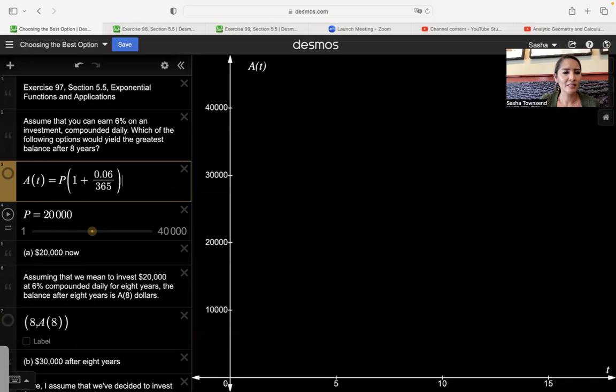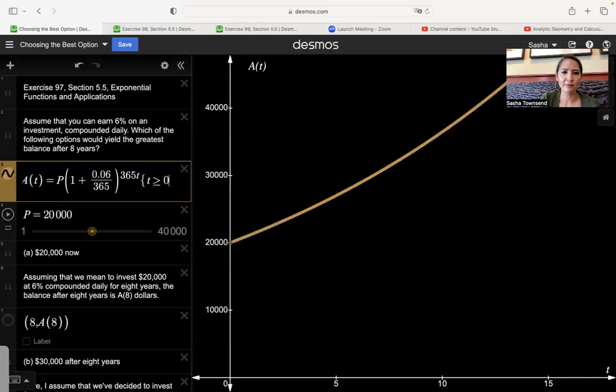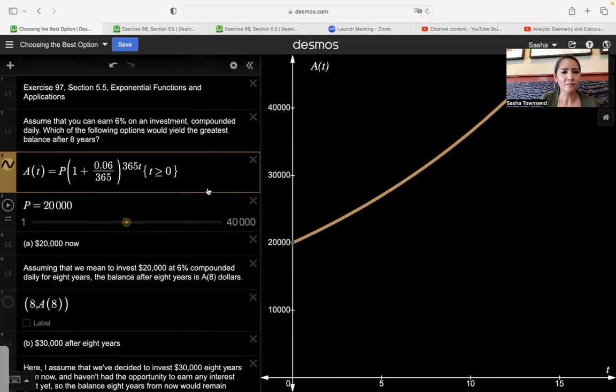So the account balance is P times that 1 plus the interest rate divided by the number of times we're compounding per year, all raised to the number of times we're compounding, which is 365 times t. And so that's our function A of t. We are generally interested in this for t greater than or equal to 0. So we'll type that in as well. And that is our balance.